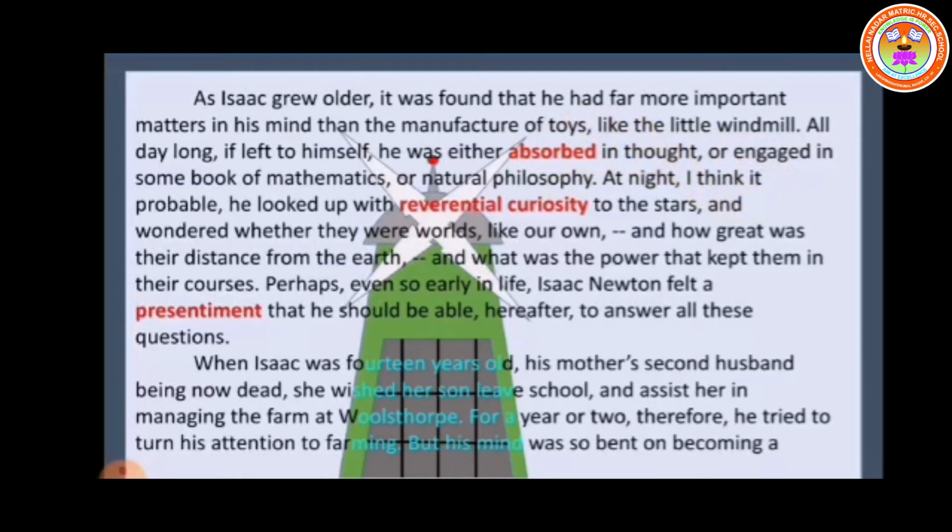He was looking at the stars and wondered whether they were worlds like our own, whether they are a different world or like us, and how great the distance from the earth the stars are located. So he started thinking, what was the power that kept them in their course? How are these bodies fixed in that position? He had many questions and he started thinking.